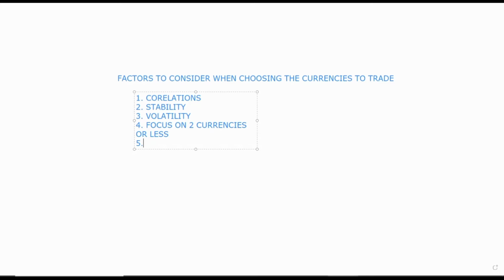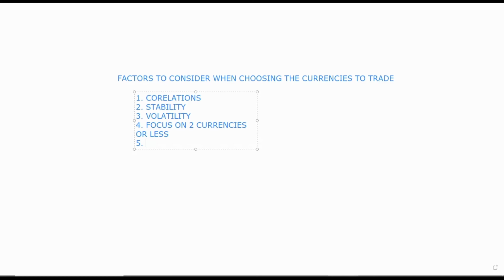If you're going to choose just USD and JPY, it's fine. That's how I trade. If you're going to choose just NZD and CAD pairs, that's fine. If you're going to choose just AUD and NZD pairs, that's perfect. So choose just 2 currencies or less.